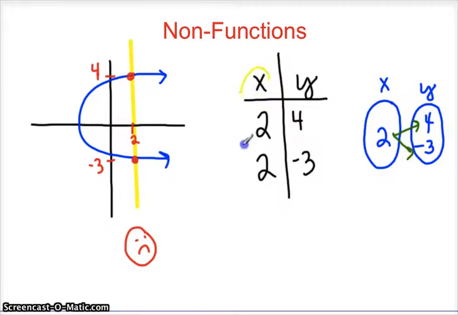Again, if you look in your x column, you've got repeated values. So again, a relation is not a function if, when you draw a vertical line, it crosses twice or 3 or 4 times. Or if, when you look in your table, you have repeated x values that go to different y values, like plotting these points, they'd be on top of each other, so it doesn't pass the vertical line test. Or if you're looking at a mapping, you've got two arrows coming out of your input, your x section.